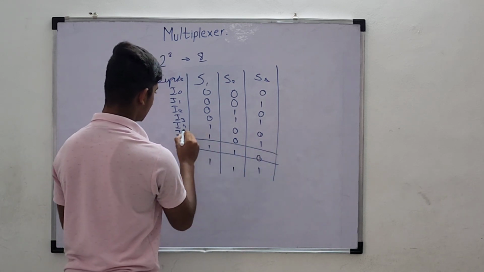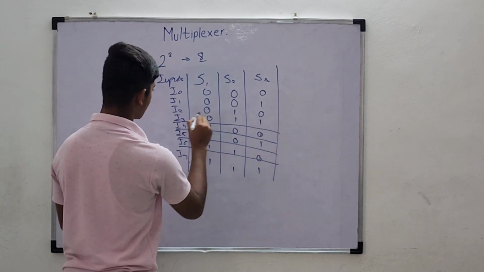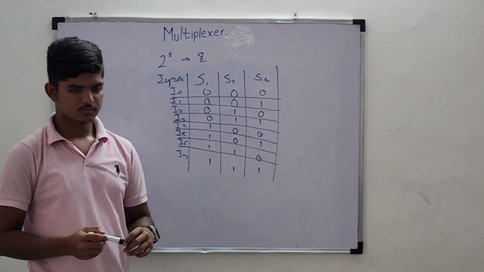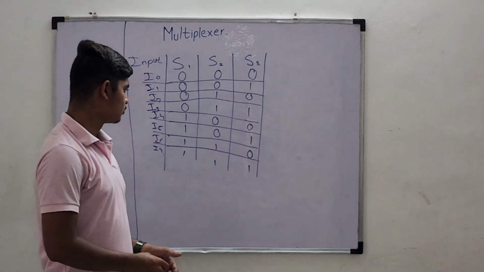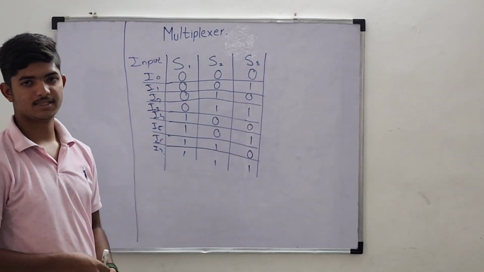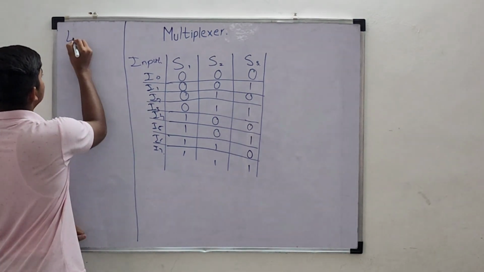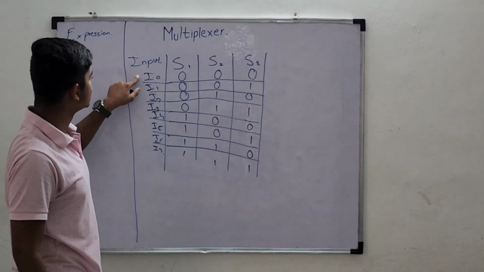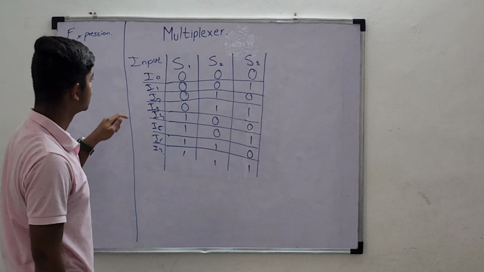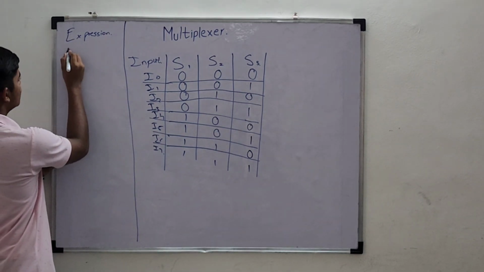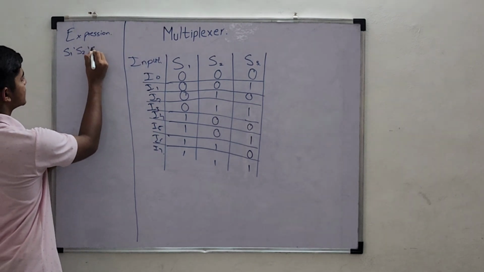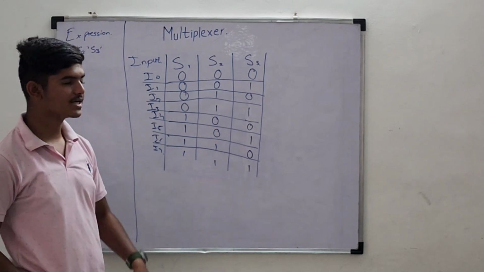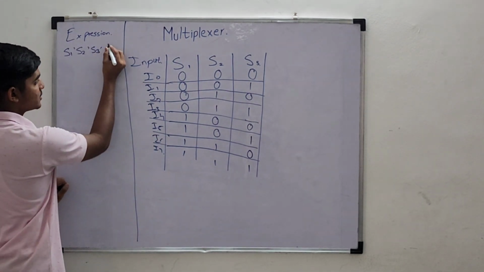Now the next step is to write the expression. This was our truth table for the multiplexer. Now we have to write the expression of the truth table. The expression will be of I0, which is input 1. For the first one it will be S1 dash, S2 dash, S3 dash. Whenever 0 comes in the truth table, it signifies it is negative and 1 signifies positive. And at the end we have to write the input.